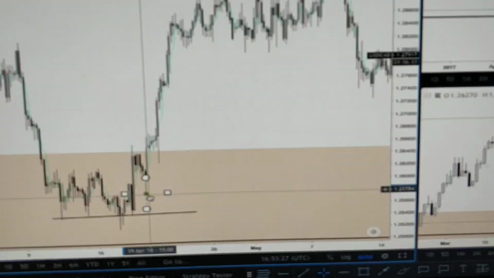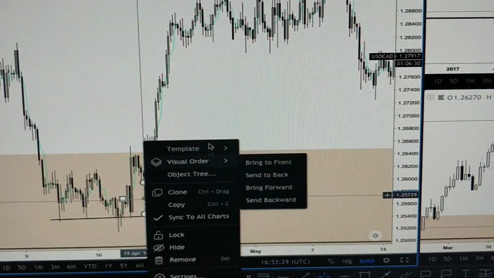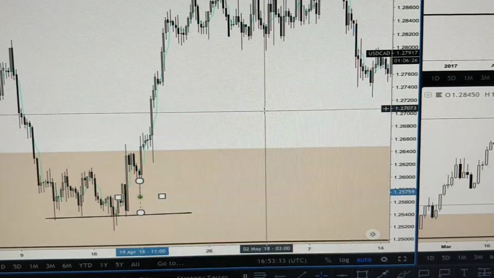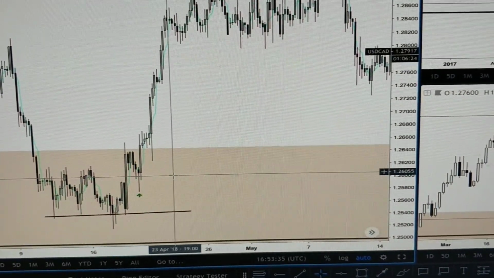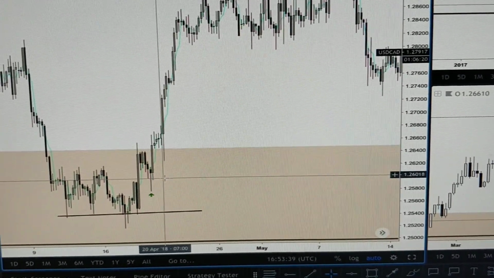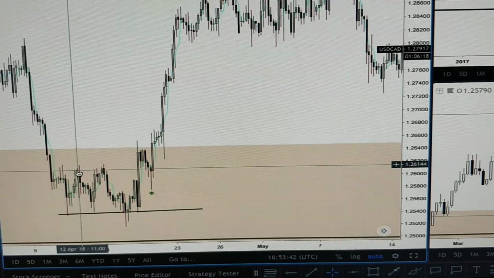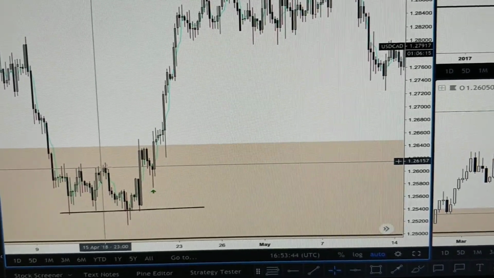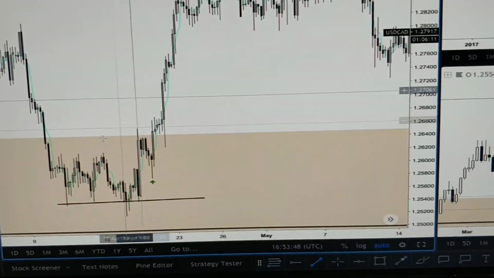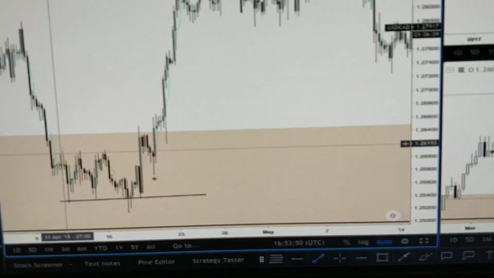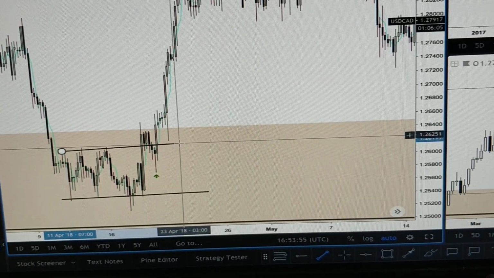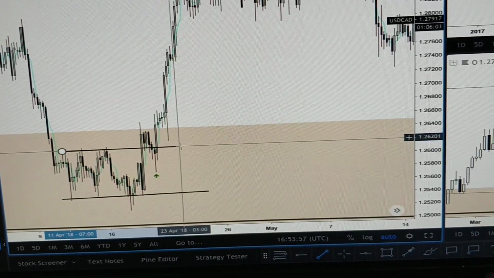So we want entry here, and we're always looking at market structure. So template, arrow, 4 hour entry long. Perfect. So where do you put your entry orders? That's up to you, quite frankly. If you want, again, use support as resistance or resistance as support, you can put entry orders in here. I've got my own way of doing it, which is my secret sauce, and I can't tell you. But basics, support, resistance, resistance turn support, entry here, right?